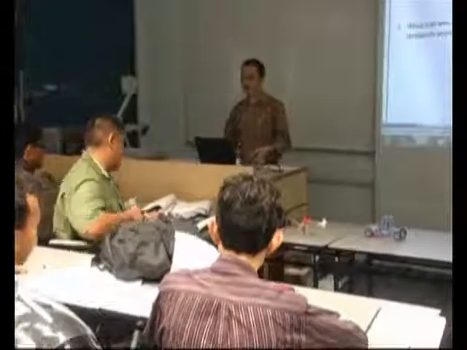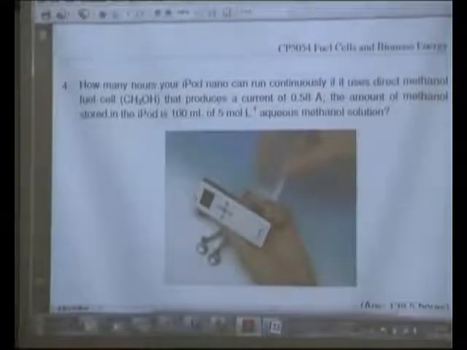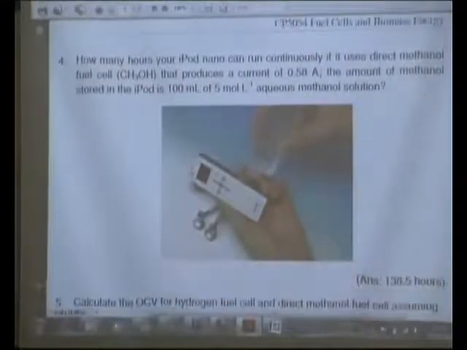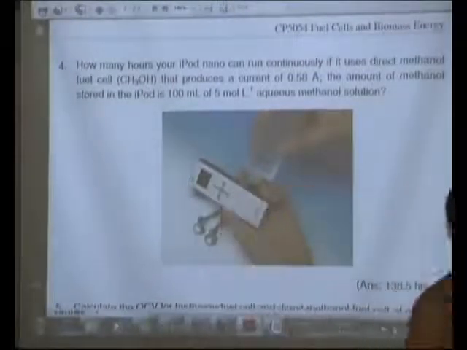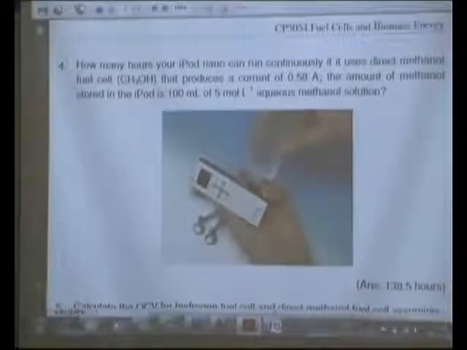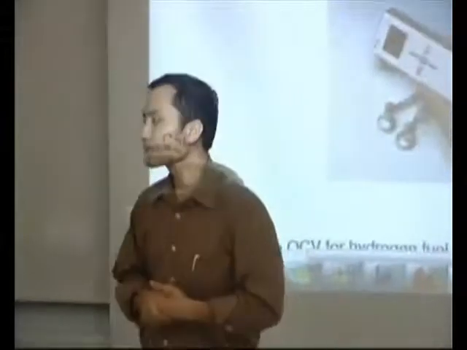Okay, now question 4. This one will become very handy for your project. They already sell this in the US. So the fuel cell runs a MP3 player using methanol fuel cell. Okay? So now you attempt this question.